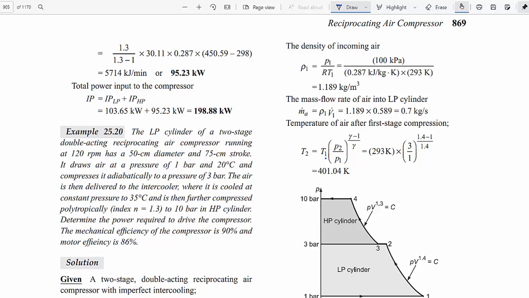The question is to determine the power required to drive the compressor, which is the motor power. Some more data are available: the compressor efficiency is 90% and the motor efficiency is 86%. These are the data available.